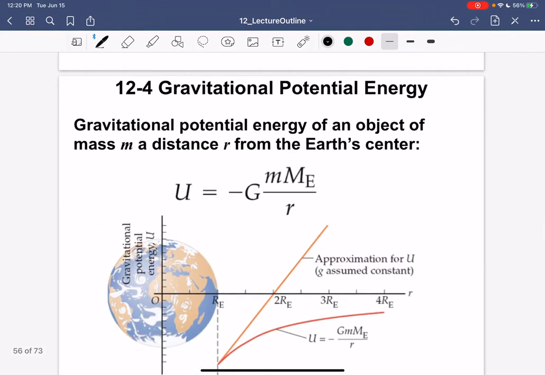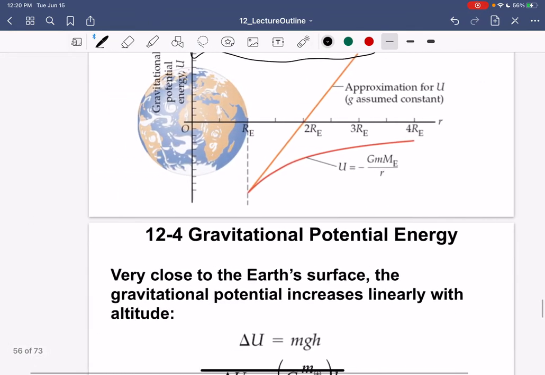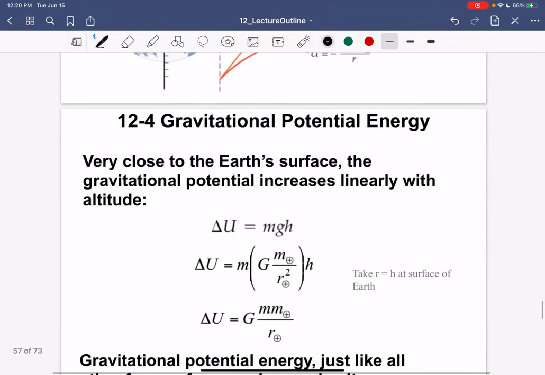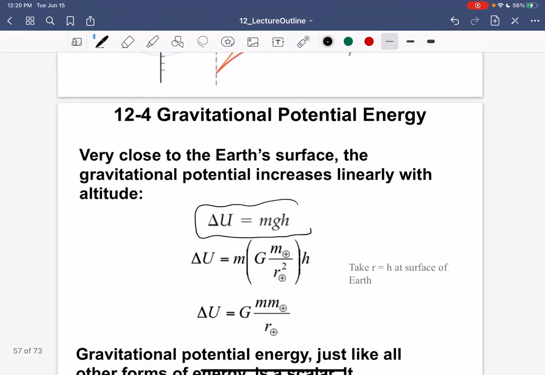Now, when we are very far from the Earth, the gravitational potential energy is not going to be mgh. It's going to be modified to be minus G times the mass m and the mass of the Earth, divided by r. Very close to the Earth, it is going to be modified to this quantity, and if you take r equals h at the surface of the Earth, it is going to give you g.